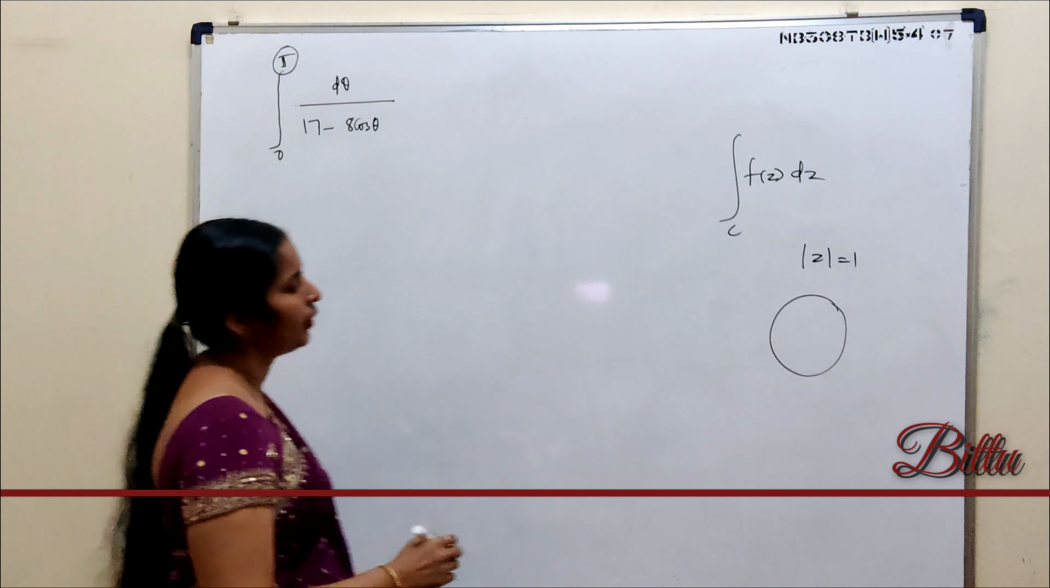Then proceed. For converting to integral 0 to 2 pi, if we evaluate the integral 0 to 2 pi, then you take its half. So the integral 0 to pi becomes half into integral 0 to 2 pi d theta by 17 minus 8 cos theta. So the given integral is equivalent to this integral. Next we have to evaluate this integral.